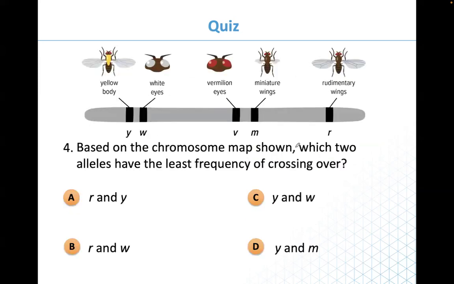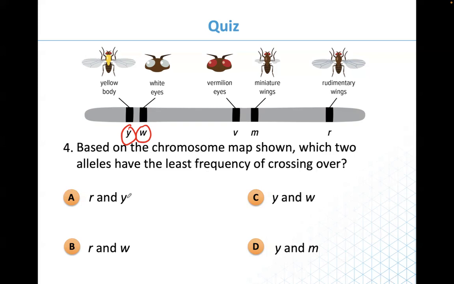So based on the chromosome map shown, which two alleles have the least frequency of crossover? That is to say, which of them would most likely not cross over? They have the least frequency of crossing over. If you take a look, you will see this and this will not cross over. Why? Because they are linked together. So genes that are linked together are inherited together, but most likely do not cross over.